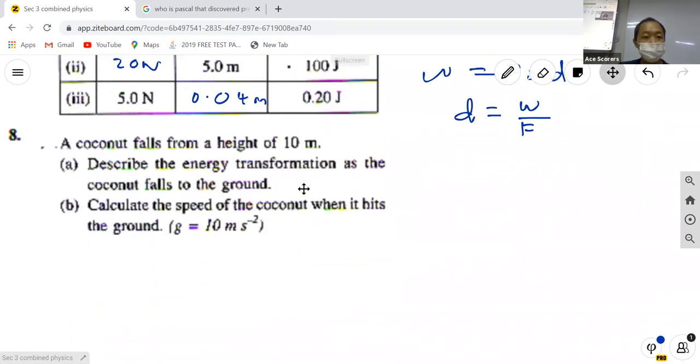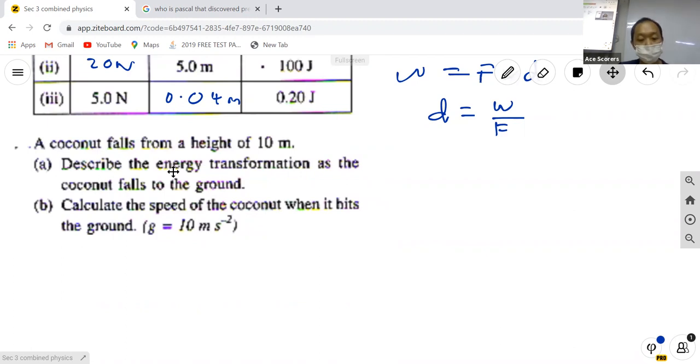Okay, so a coconut falls from a height of 10. Describe the energy transformation. So what energy do I need? Very easy. GPE to KE. Okay, so the speed when it hits the ground. What's the speed when it hits the ground? Nothing? Okay, so let's go through it together.